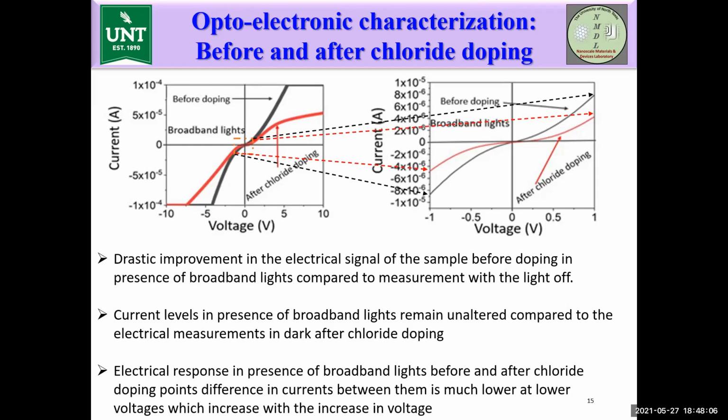Also, another thing you see is that in the electrical response under broadband lights before and after chloride doping, the difference in currents between them is much lower at lower voltages, which increases with increase in voltage, which you can clearly see in the comparison of the narrow voltage range and the full range sweep.